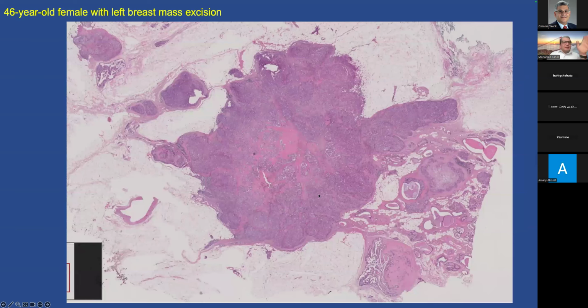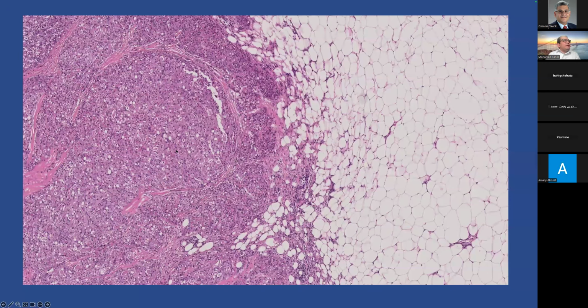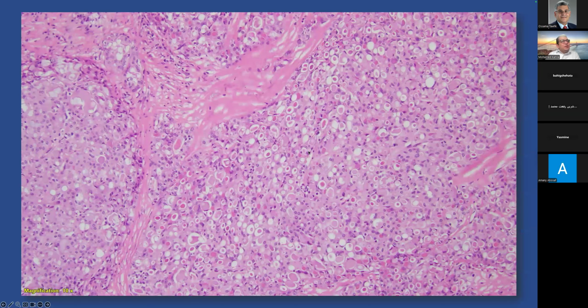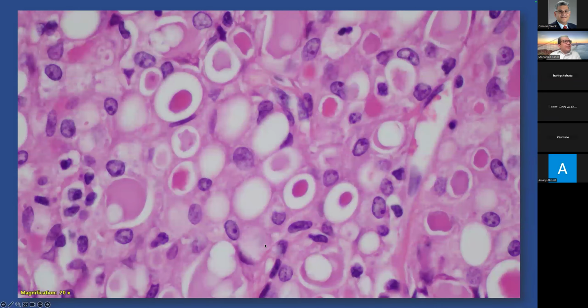This is the last case in the presentation. This is a case of, as you see, a lot of microacini, a lot of secretion in these lumens. This is a case of a secretory carcinoma, which is also a triple negative tumor, and it has the ETV6-NTRK3 fusion. They are very rare.